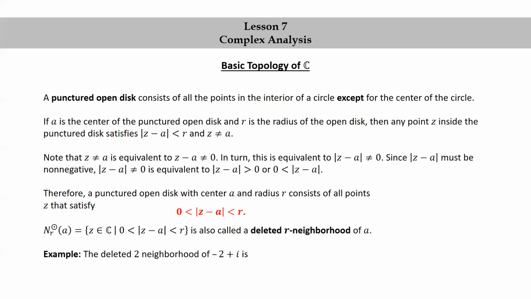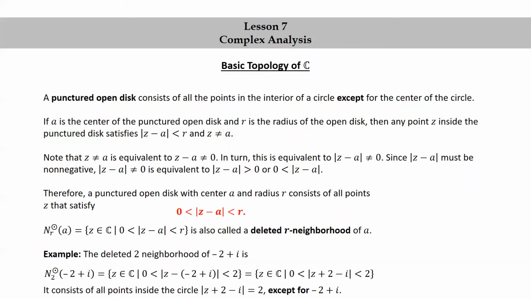Let's look at an example. The deleted 2 neighborhood of -2 plus i is N sub 2 dot of -2 plus i, equal to the set of complex numbers Z such that 0 is less than the absolute value of Z minus (-2 plus i), which is less than 2, or equivalently the set of complex numbers Z such that 0 is less than the absolute value of Z plus 2 minus i, which is less than 2. It consists of all points inside the circle, absolute value of Z plus 2 minus i equals 2, except for -2 plus i.